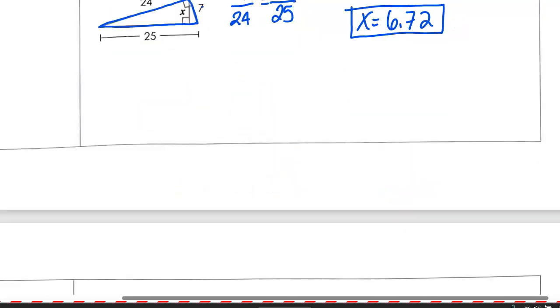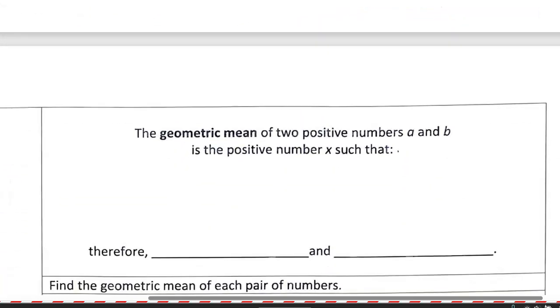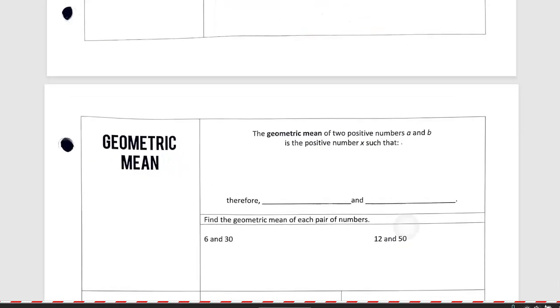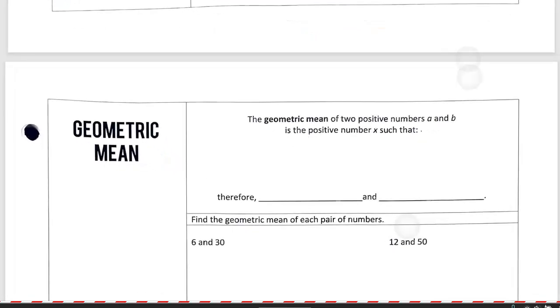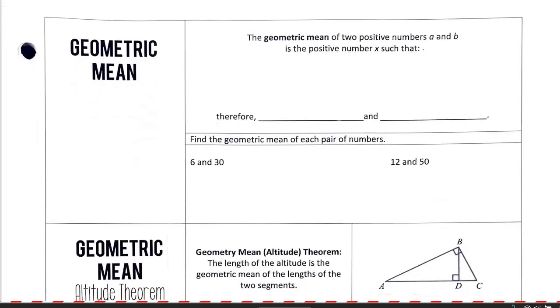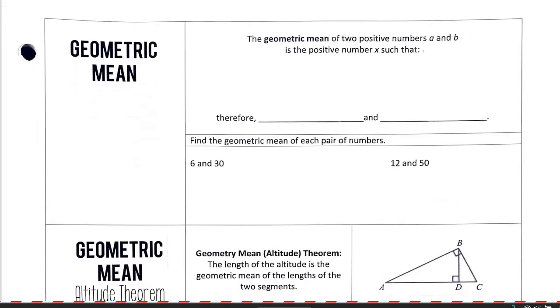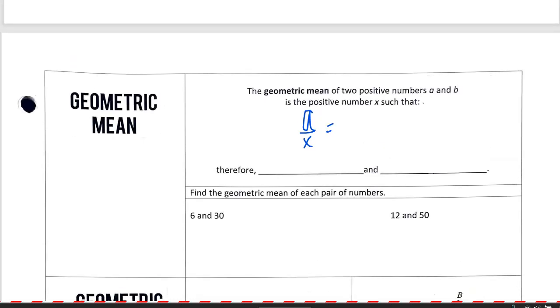Okay. Now let's talk about our geometric mean. All right, so the geometric mean of two positive numbers a and b is the positive number x such that a over x equals x over b. And so that means that if we cross multiplied, x squared equals a times b. And so if we just wanted to find x, that means that x equals the square root of a times b. And that is really our geometric mean.